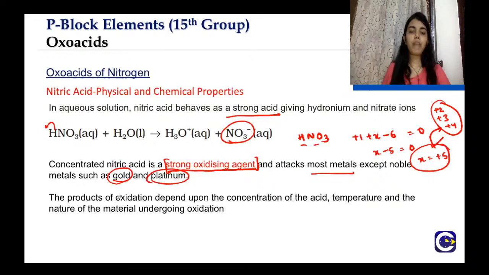Okay. Now, the products of oxidation depend upon the concentration of the acid, the temperature, and the nature of the material that is undergoing oxidation. So, different products are obtained upon oxidation. The factors that affect the product are the concentration of the acid, basically what percent of HNO3 you are taking, 68% or 98%, the temperature at which you are performing the reaction, as well as the nature of the material which is undergoing oxidation.